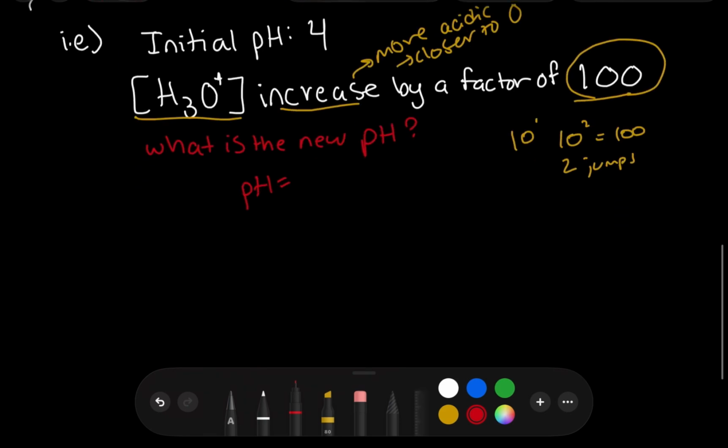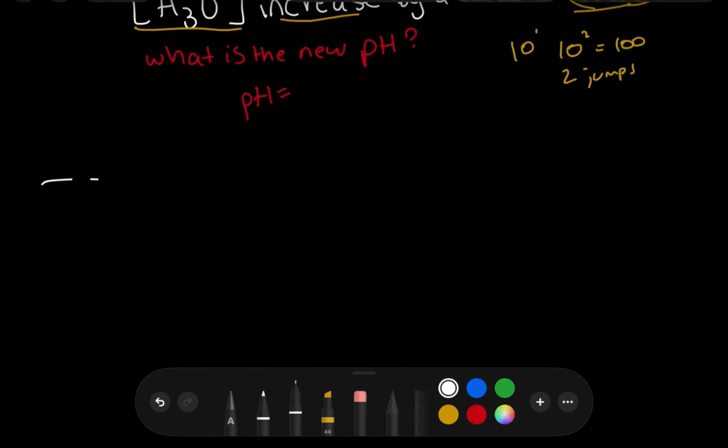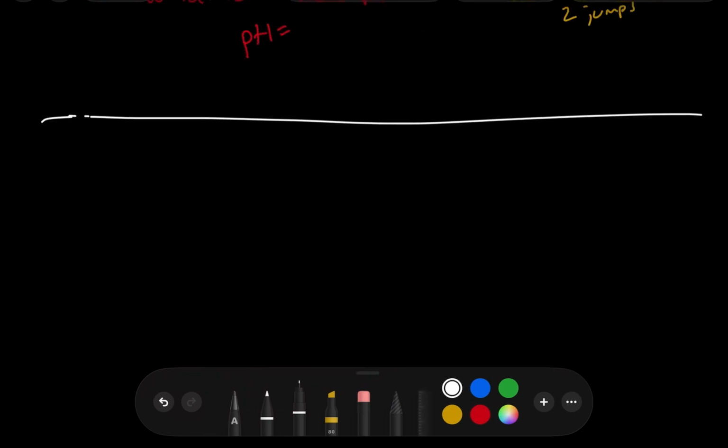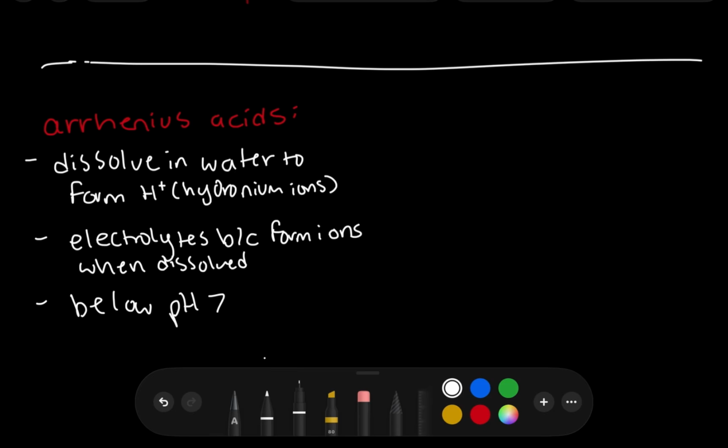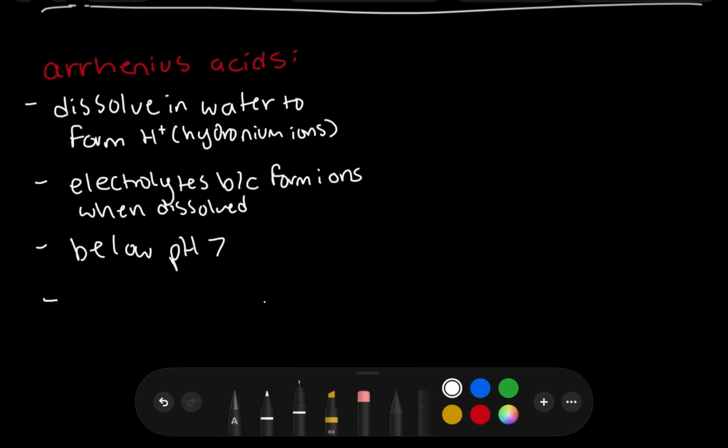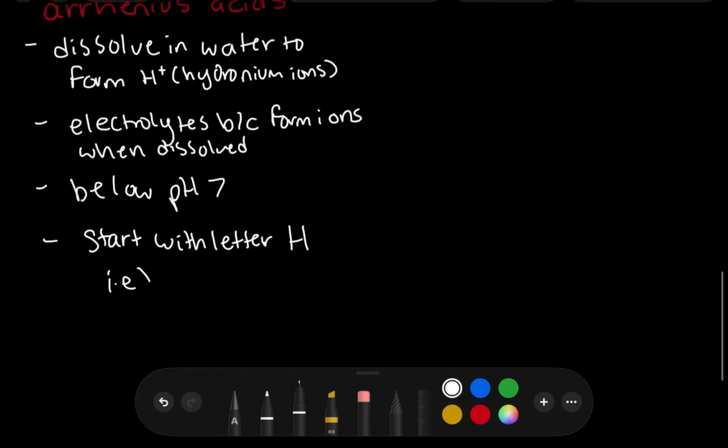Now, another thing that I want to talk about when it comes to acids and bases is how to identify them. So now more specifically, let's talk about Arrhenius acids and Arrhenius bases. So Arrhenius acids are substances that dissolve in water to form H plus ions, or hydronium. Now, these acids are electrolytes because they produce ions when they dissolve. Now, as we talked about earlier, the possible pH values for acidic solutions are those below the pH of 7. Now, a way to detect an acid is that they typically start with the letter H. An example is HNO3.